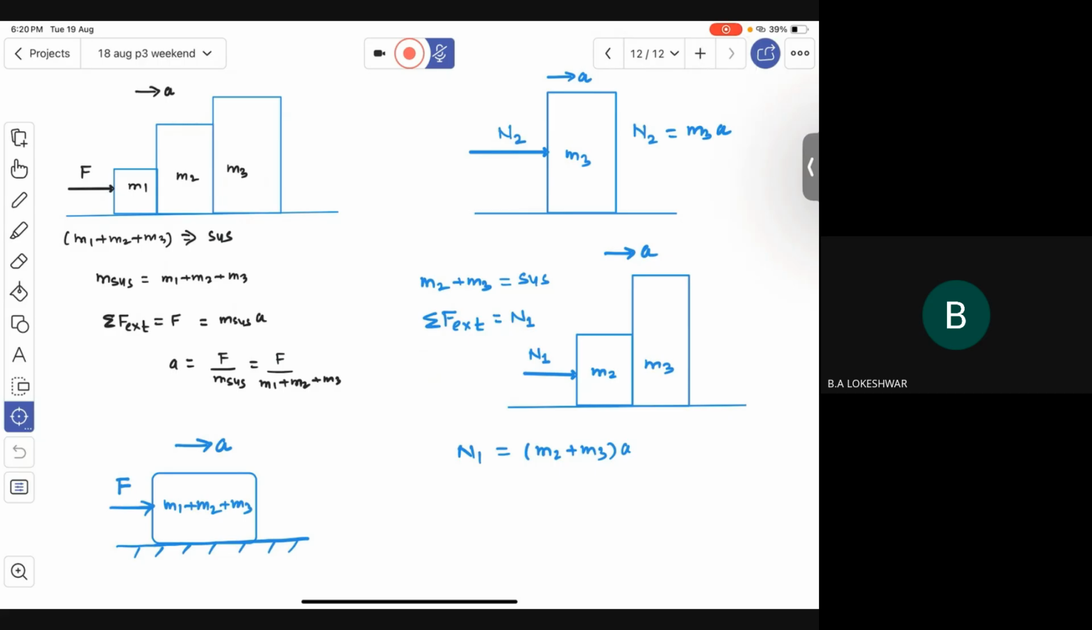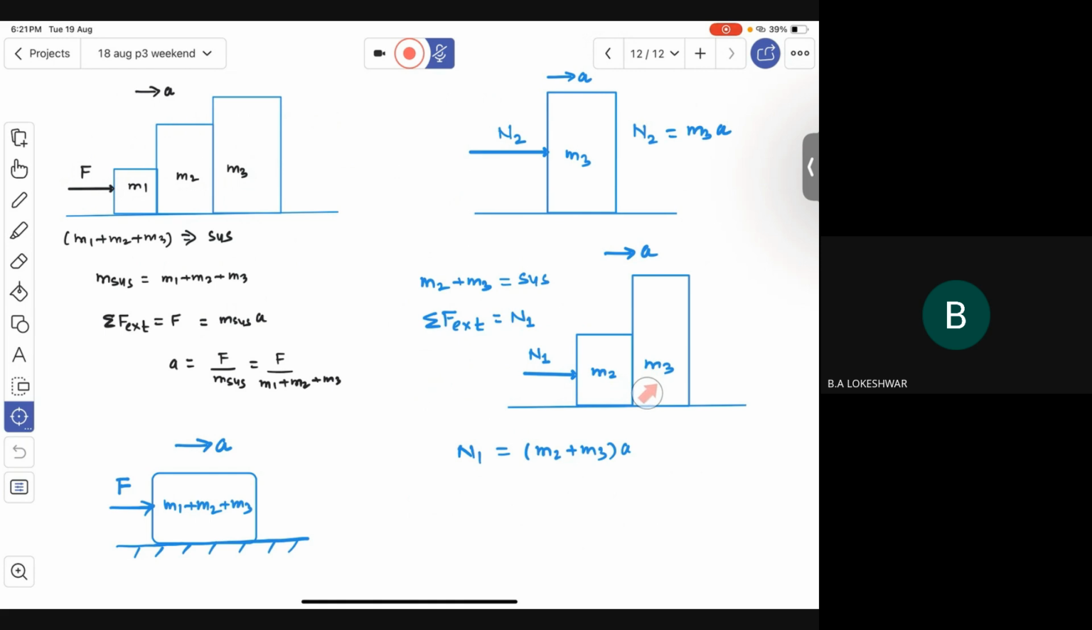I hope this point is clear to everyone: why we take some objects in the system and some objects not in the system. It just may be convenient for us to get something out of that. So to find the acceleration, I took all of them as one system. To find N2, I took M3 only as our system. To find N1, I took M2 and M3 as our system. I hope it is clear to everyone.